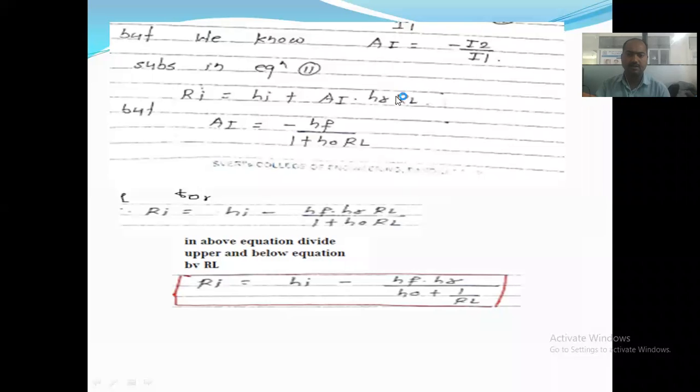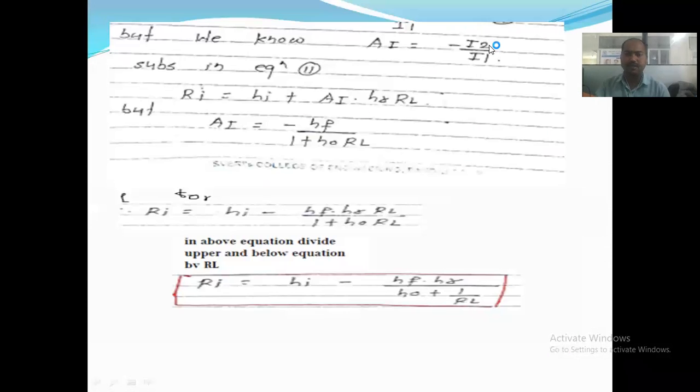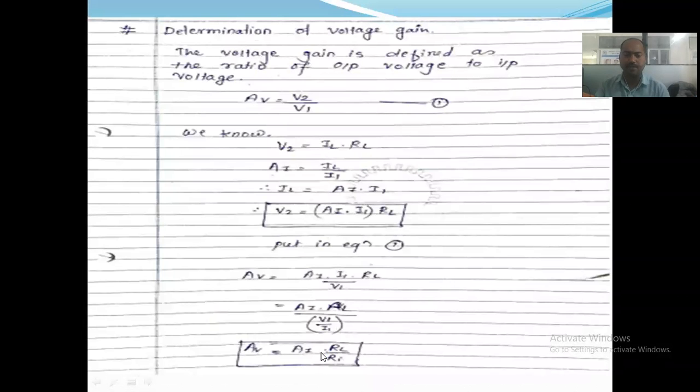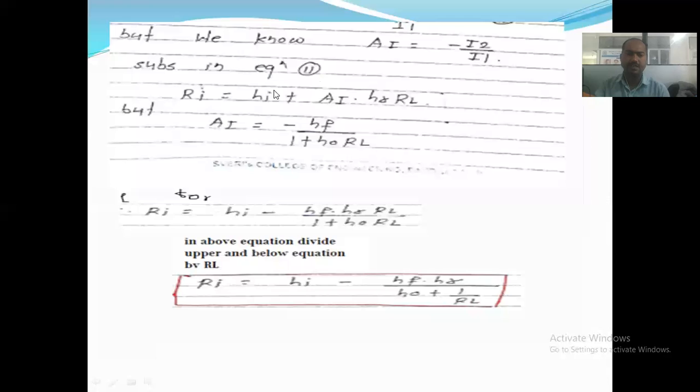I will have to tell you once again whether you understood this. I will tell you, but understand up to here. Ri equal to Hi minus Hr into RL I2 divided by I1. We know that I2 divided by I1 is nothing but the current gain, that is, the negative of I2 divided by I1 is nothing but Ai. So for that purpose we write it as Ai. So Ri equal to Hi plus Ai into Hr RL, right?